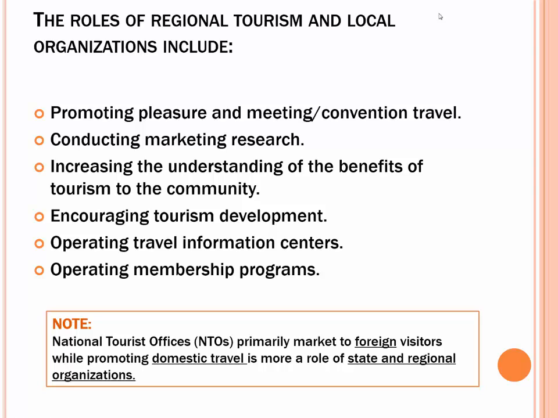This slide lists various roles for regional and local tourism organizations. It's important to note that while organizations at the national level facilitate international visitors to their country, state and local entities primarily deal with promoting domestic tourism, which includes visits by citizens to their locations. I would take extra note of this because there will be a question like this on the weekly quiz.